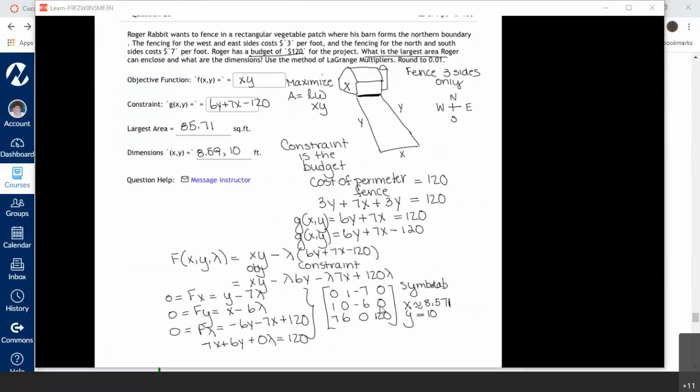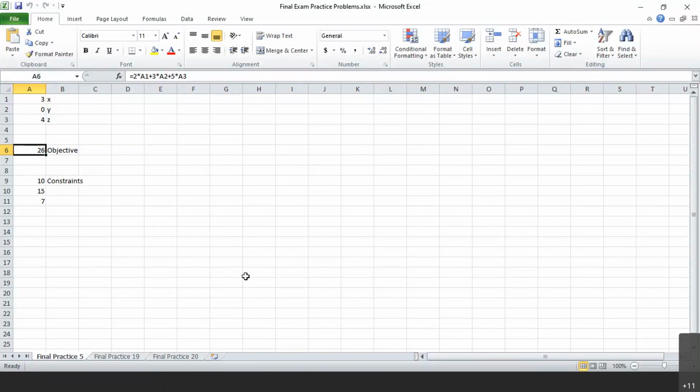So this is doing it all by hand, but let me show it to you in Excel. I have to share my spreadsheet with you, so let me just share that. Everybody should see this.